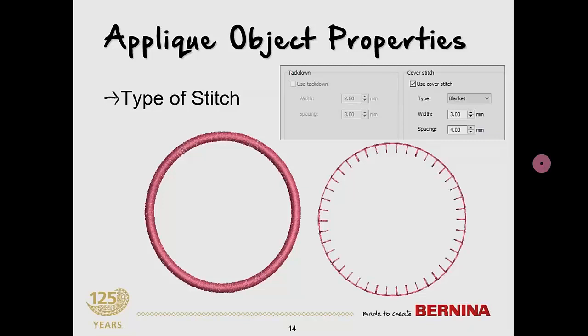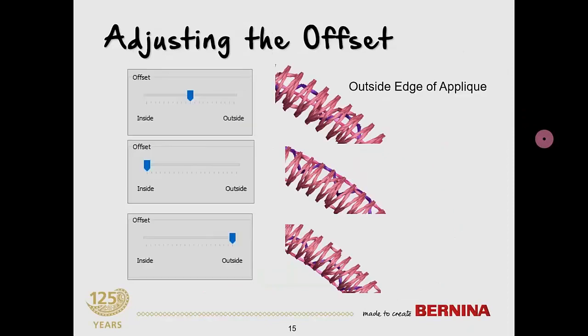You can adjust the type of stitch as well, and if you click on the drop down arrow here by type, you'll find blanket or you'll find satin. And these are the only 2 types of stitches that can be used with the applique tool. When it comes to adjusting the offset, this is the outside edge, that is, of the applique piece. And the default is to have the offset in the middle.